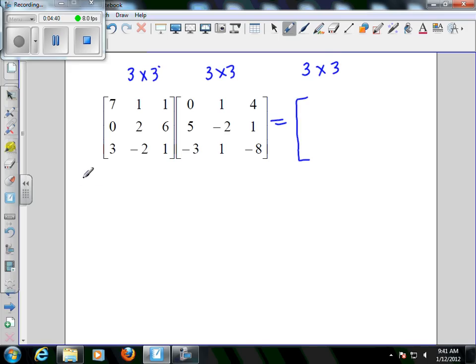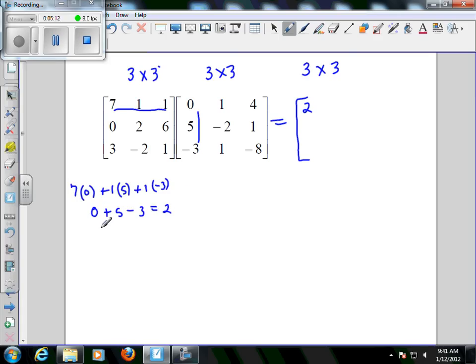So this is defined. We're going to take the first row times the first column. So we're going to take, again, multiply corresponding entries. So we're going to say 7 times 0 plus 1 times 5 plus 1 times negative 3. So we have 0 plus 5 minus 3, which gives us 2.